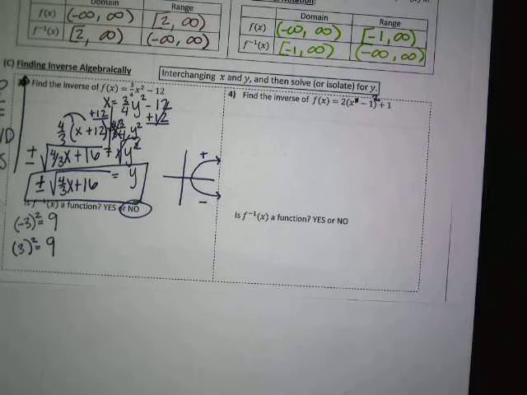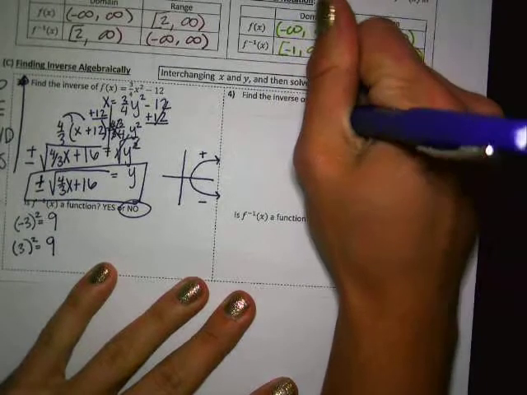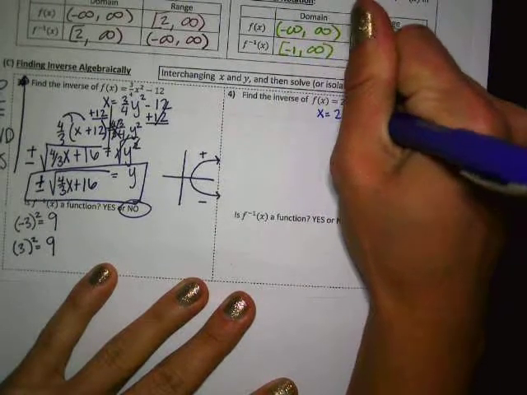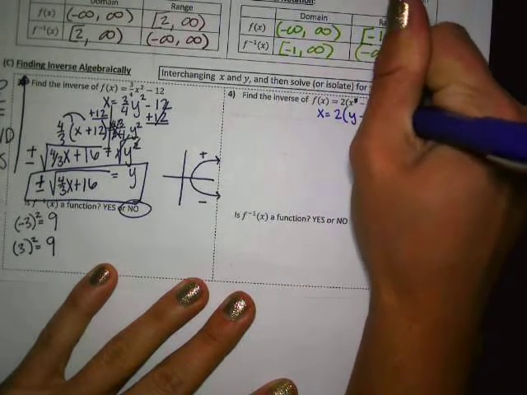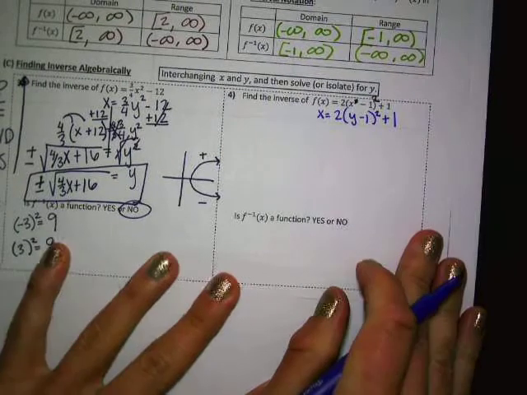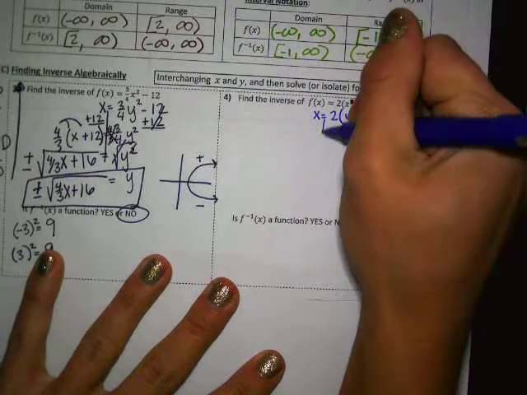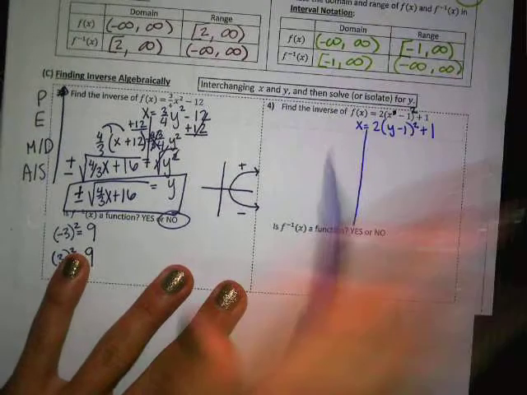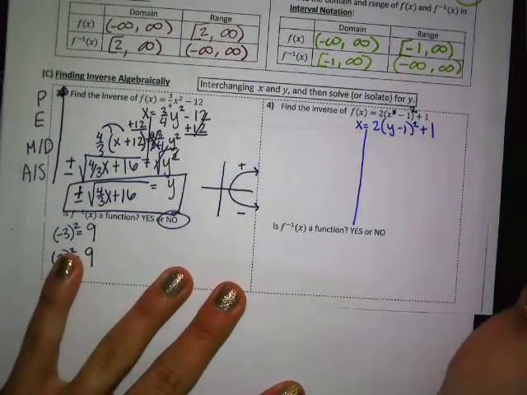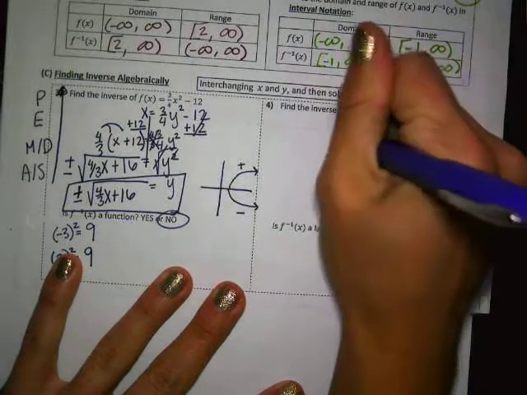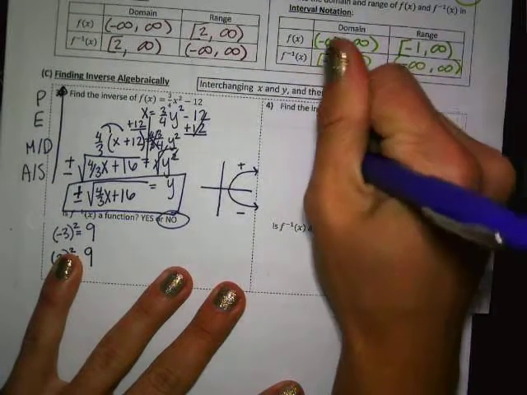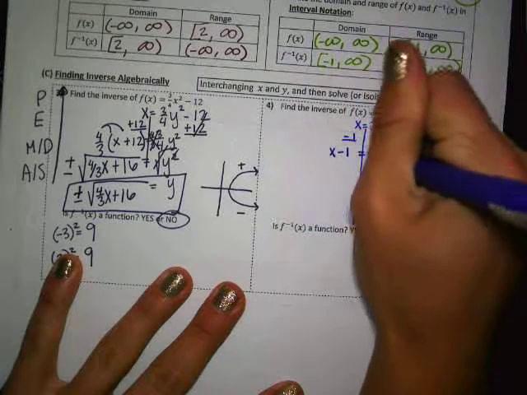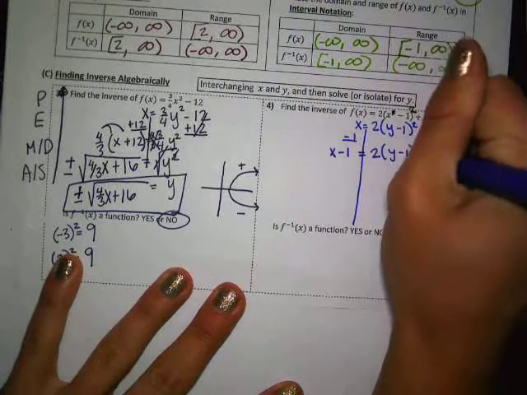So, I want to find the inverse. What's the first step? Switch the y and the x. So this is going to be an x equals 2 times y minus 1 squared plus 1? Yep. Alright. Remember we're using reverse PEMDAS. So what do I do next? Subtract the 1. So subtract 1, subtract 1. x minus 1 equals 2 times y minus 1. And then the squared on the outside.